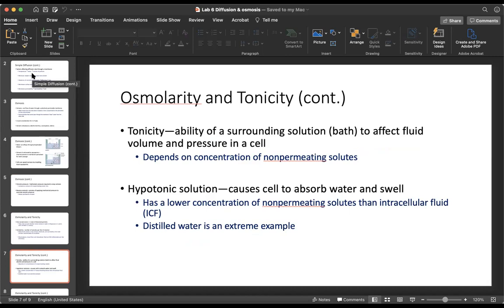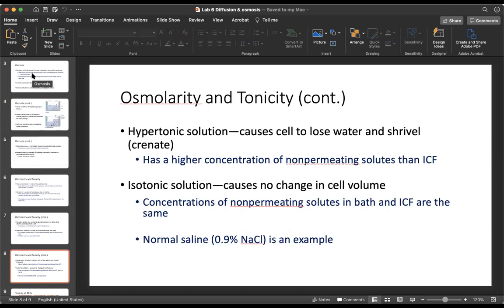So if you drop a cell in a hypotonic solution, the solution around the cell has less dissolved solids than the cell. Water is going to infiltrate that cell, go into the cell, cause that cell to swell. Remember, water follows salt. Water follows the dissolved solid. So if there's more dissolved solid inside the cell than outside, water is going to rush into that cell, cause that cell to swell.